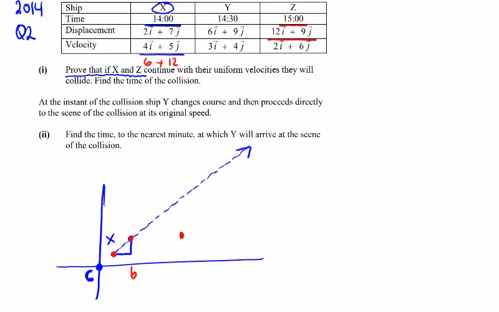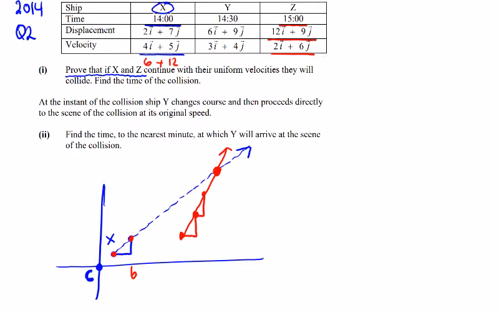So somewhere like here, let's just say here. And he's going 2 and 6, so out 2 and up 6. But we better make it a bit steeper, they look like they're parallel. Out 2 and up 6. So he's along this trajectory, and you can see they are going to collide at some point. So, prove that if they continue with their uniform velocities, they will collide, and find the time of the collision.